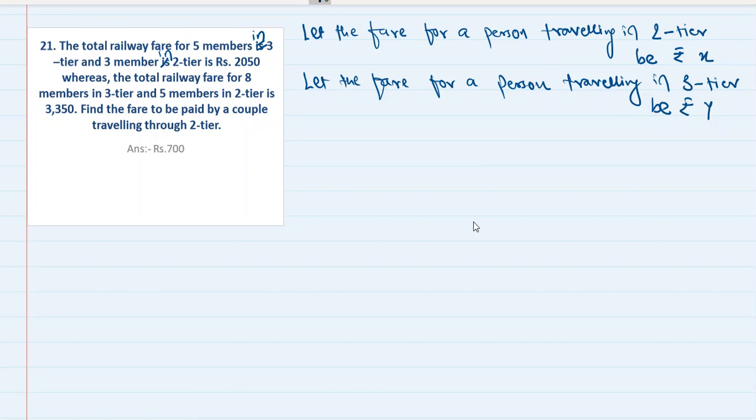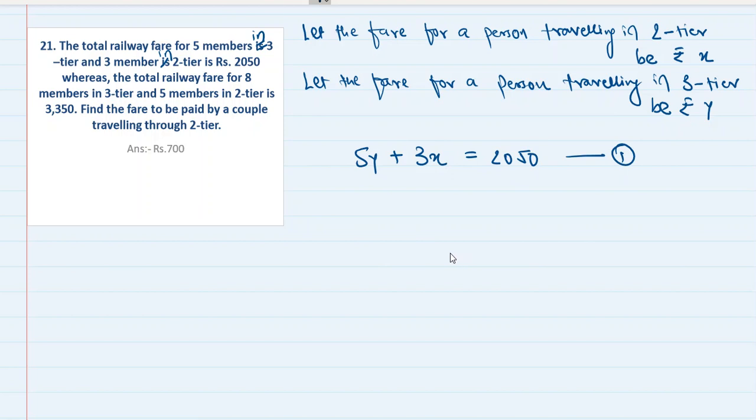5 members when traveling in 3 tier and 3 members in 2 tier, the total fare is 2050. So there are 5 members traveling in 3 tier, so that is 5Y, plus 3 members traveling in 2 tier, 3X, and the total fare is 2050. Equation number 1. Simple, right?